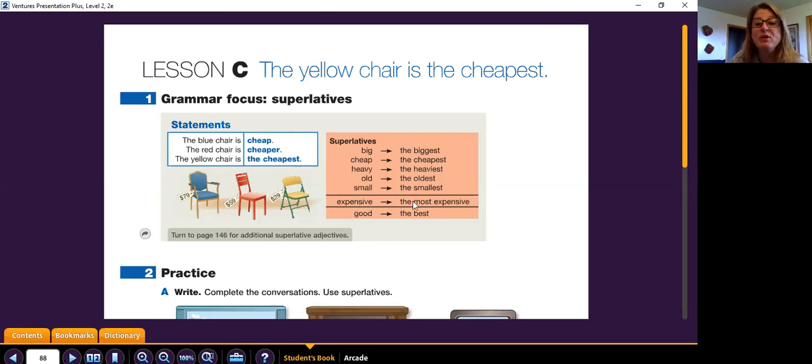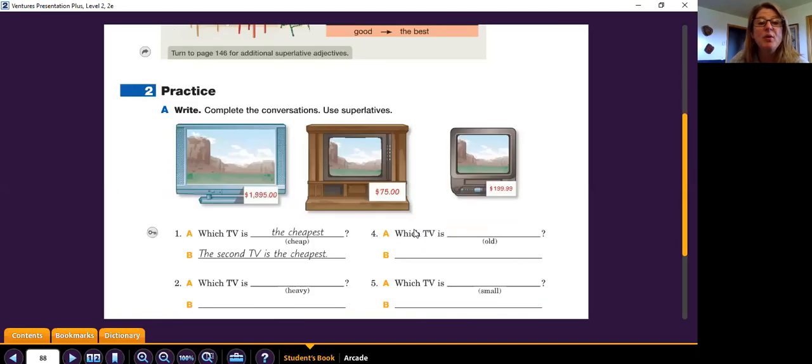Expensive, would be more expensive for comparative, but superlative would be the most expensive. And good is irregular: better for comparative, but when it's superlative, when it's three or more, the best. I would say that is the best hamburger I've had in a long time. Meaning, out of all the hamburgers that I've had, this is the best, okay? All right, here we go.